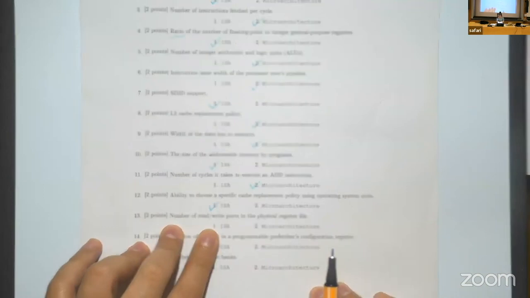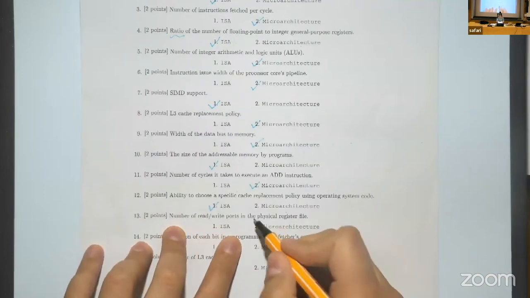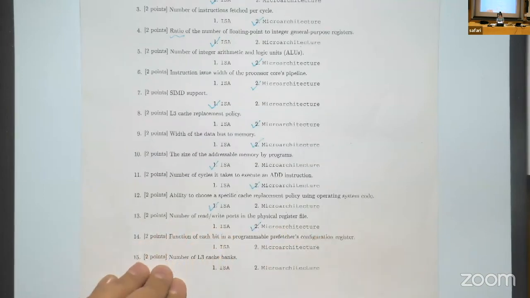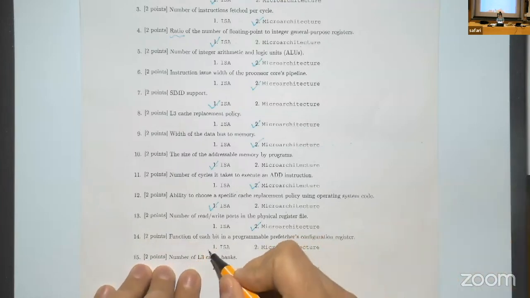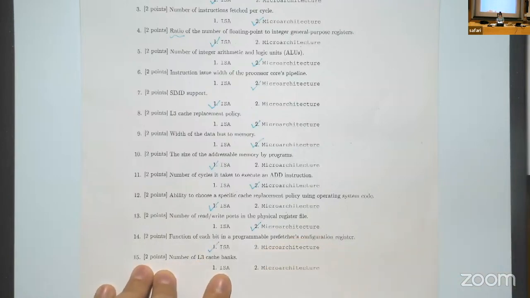Number of read-write ports in the physical register file. So that is microarchitecture. Function of each bit in a programmable prefetcher's configuration registers. So that is again something programmable. The user can change it. ISA. Number of L3 cache banks. That goes into microarchitecture, because that refers to how things are actually implemented.